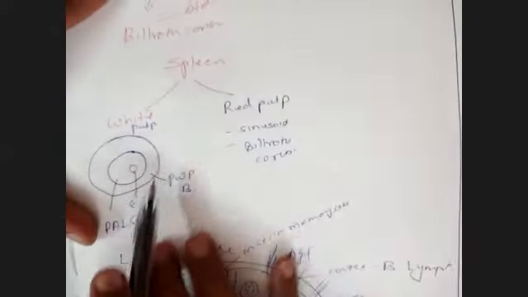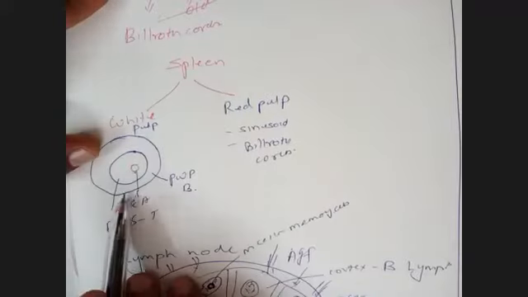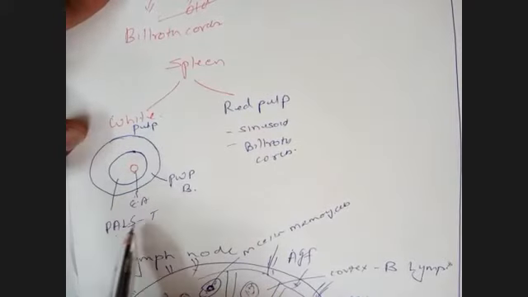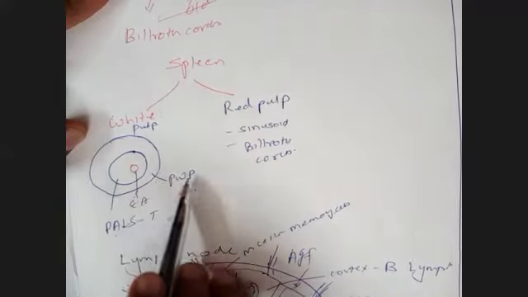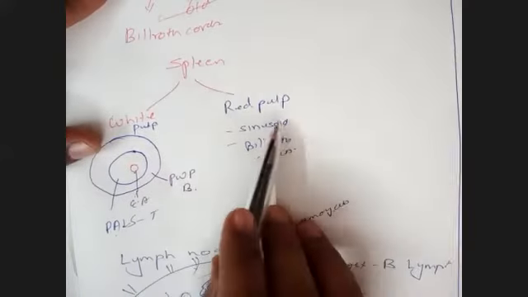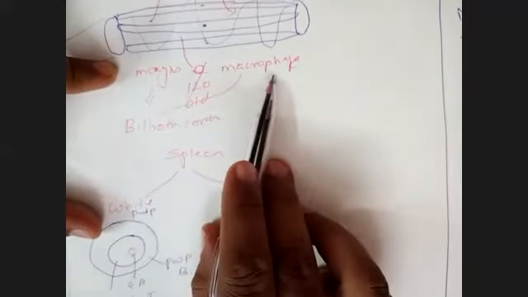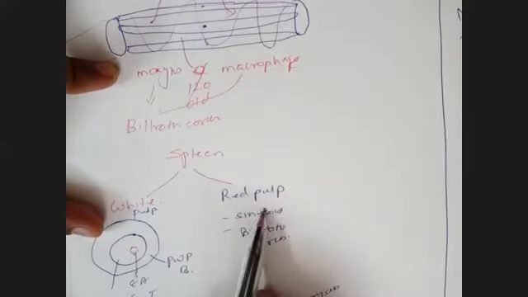So in the spleen, the characteristic feature is white pulp and red pulp. White pulp has the periarterial lymphatic sheath containing T lymphocytes and the peripheral white pulp containing B lymphocytes, while red pulp has sinusoids, which are surrounded by monocytes, macrophages, and reticular cells, and that is the red pulp.